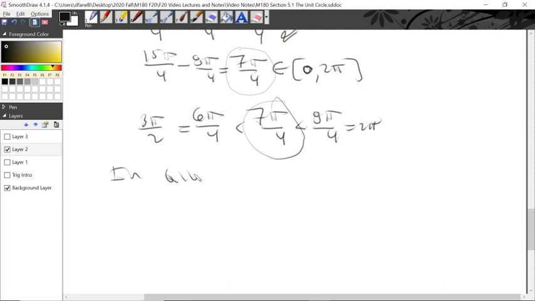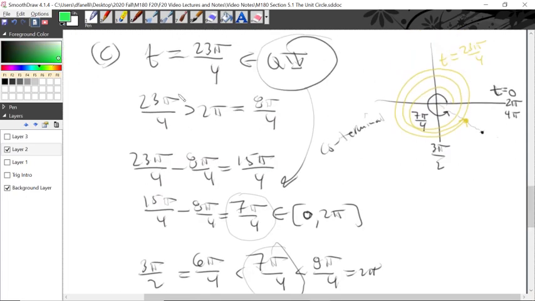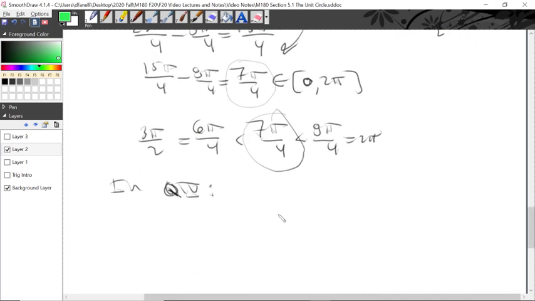Now, in quadrant 4, when you have a value of t between 0 and 2 pi, let's use the geometry again, the reference number, the smallest distance back to the x-axis. The same reference number for 23 pi over 4 as we would have for 7 pi over 4. It's that distance back along the unit circle. So we can subtract from 2 pi. The reference number then is 2 pi minus 7 pi over 4, and that's going to give us pi over 4. So the reference number is pi over 4.